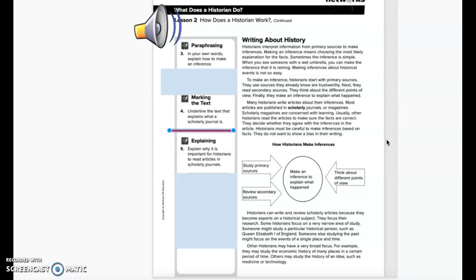Other historians may have a very broad focus. For example, they might study the economic history of many places in a certain period of time. Others may study the history of an idea, such as medicine or technology.